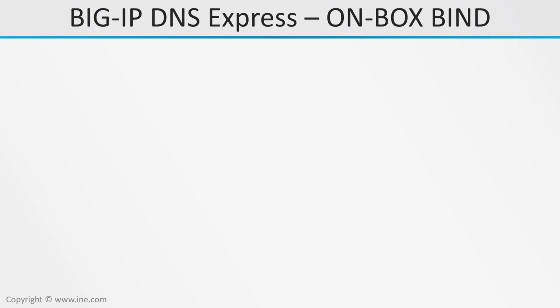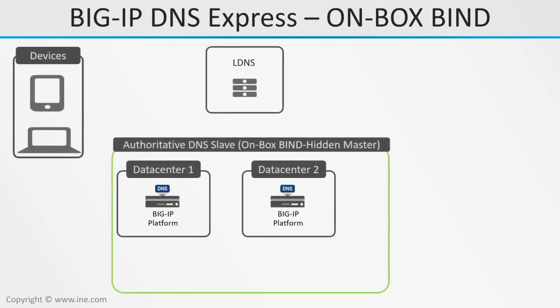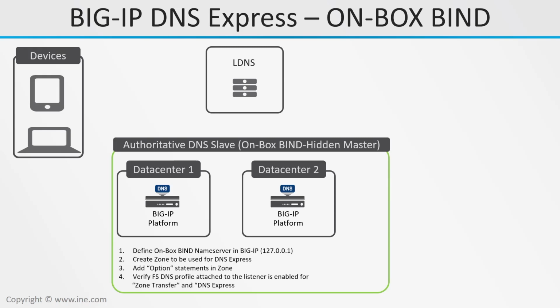Okay, so let's take a look at the next example for DNS Express, the on-box BIND. So this is where we don't have the internal DNS server anymore. Now the F5 DNS is acting as the on-box BIND and DNS Express. So let me walk you through the steps.